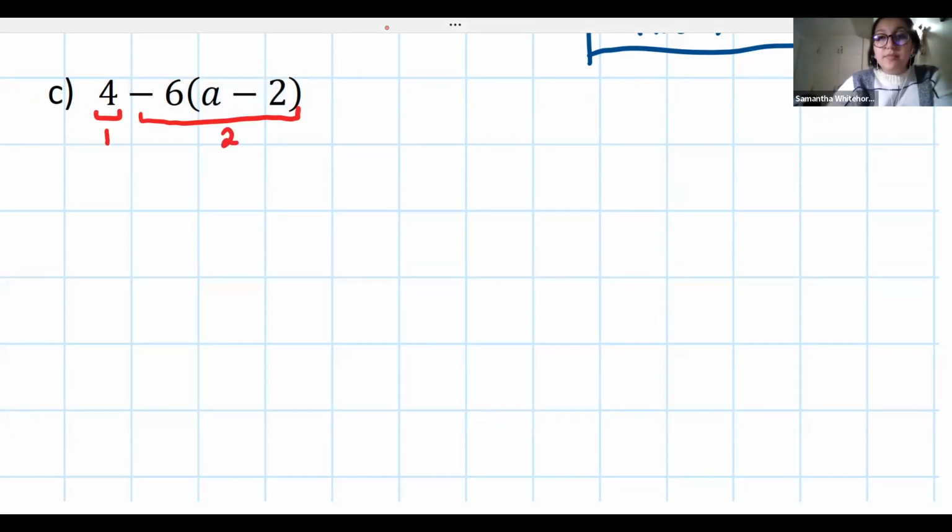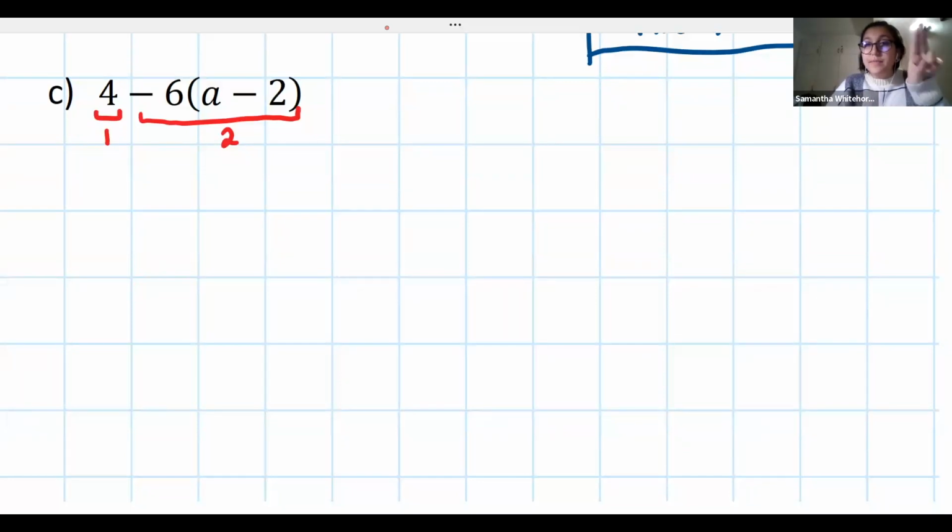Now, the mistake that a lot of people make is they say, okay, cool, I know that 4 minus 6 is -2. They get -2 and they distribute. That is incorrect. That is wrong. They are separate terms. You need to keep them separate. You can't just do whatever you want. We have to follow the order of work correctly. So we've identified our terms.